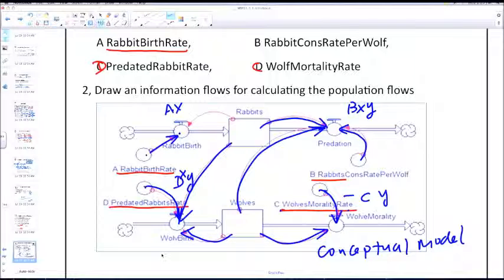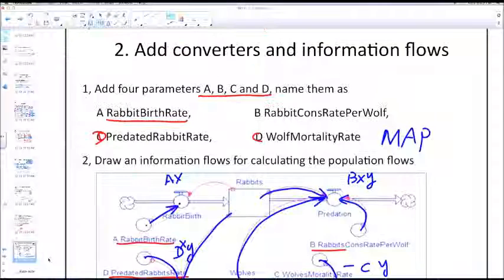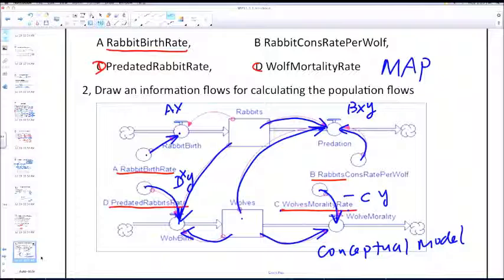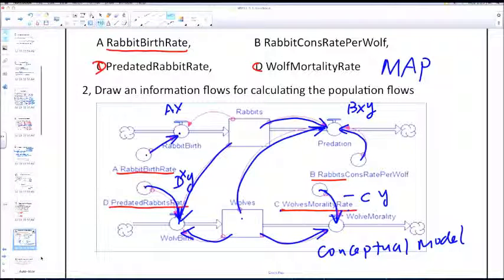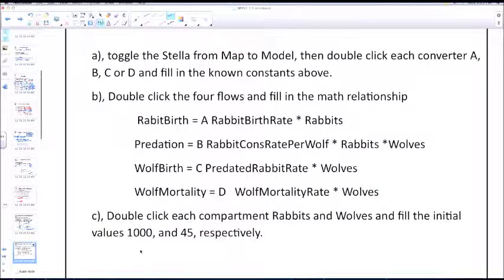In Stella, it's called the map, because there's no quantity here. We do not know what A, B, C, D are, and we do not know the formula. We do not know the initial condition. So the third step, we're going to translate this into a mathematical model.